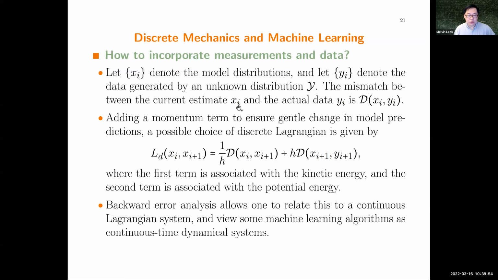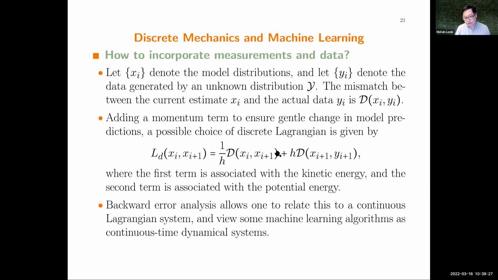So given these xi's and yi's, you can measure some sort of mismatch between the estimator and the data using, for example, the divergence function. And then because you don't want the estimator to jump around very violently, what you might want to do is add a momentum type term to regularize the dynamics. You can do that by introducing this term which we had seen before.